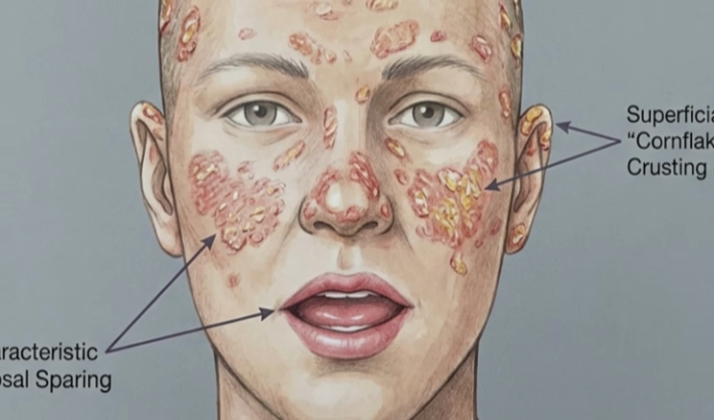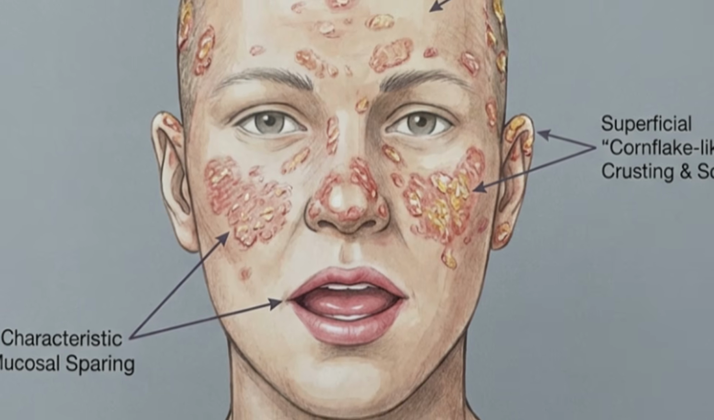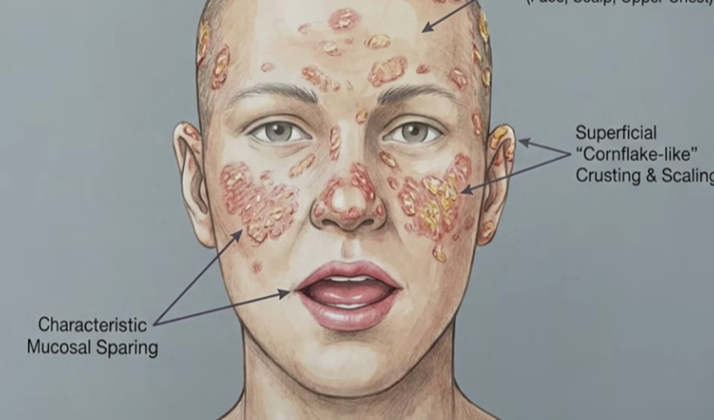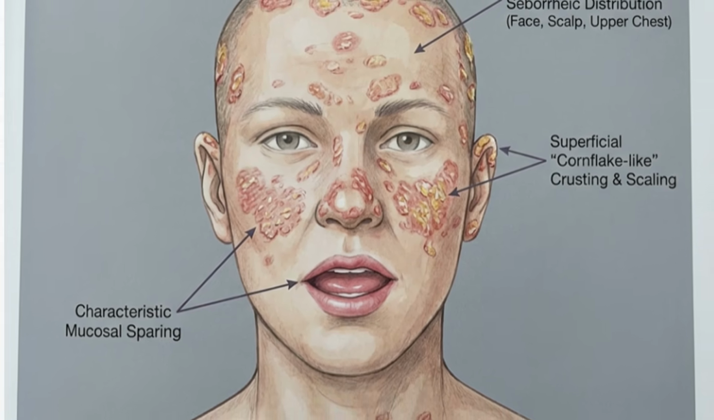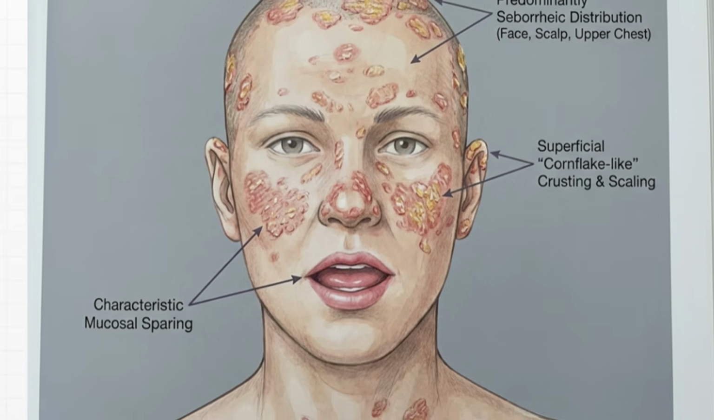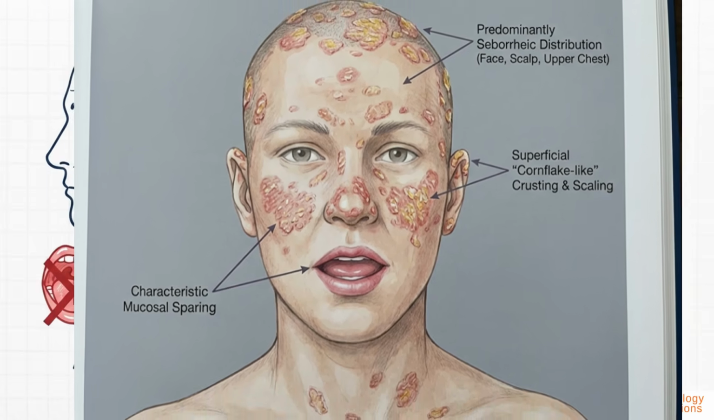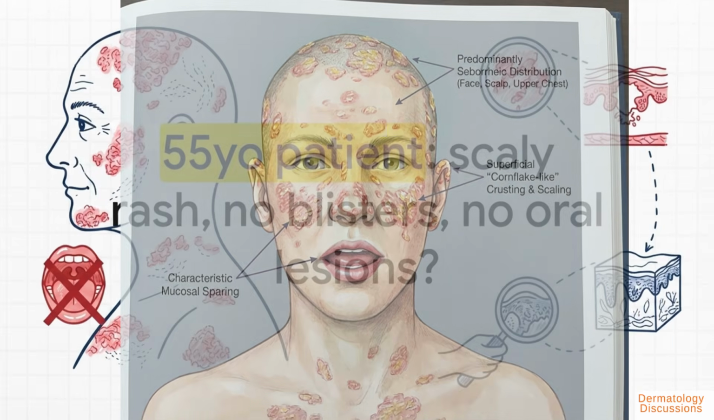Okay, let's set the scene with a real-world clinical scenario. Imagine you have a 55-year-old patient who walks into your clinic. They've got this several-month history of a really red, scaly erythematous rash, mostly on their face, their scalp, and upper chest. But here's the catch. When you actually examine them, there are absolutely zero intact blisters to be found, and completely zero oral mucosal lesions. Nothing in the mouth. So what's the diagnosis?